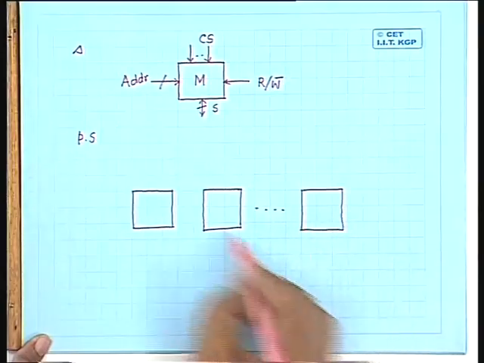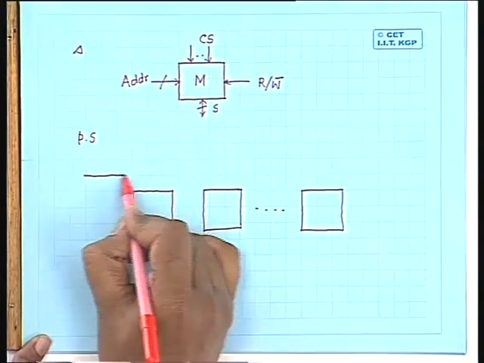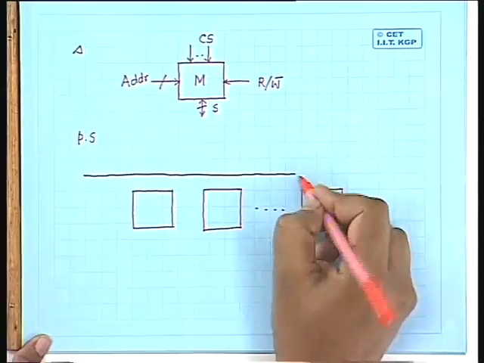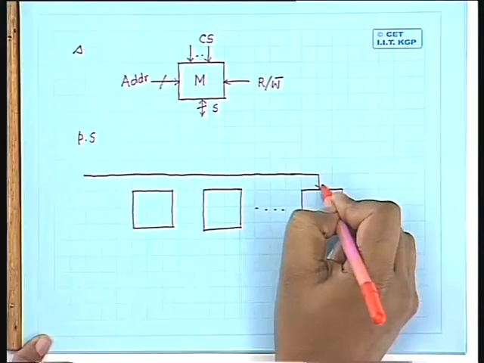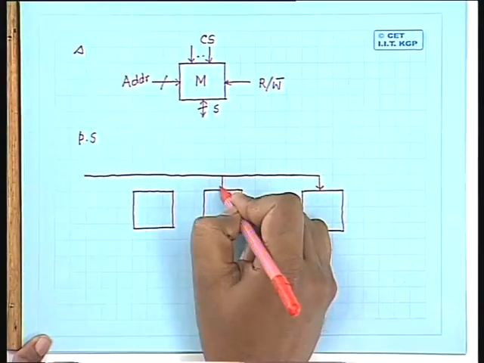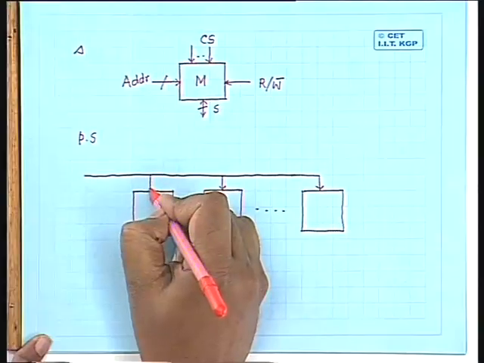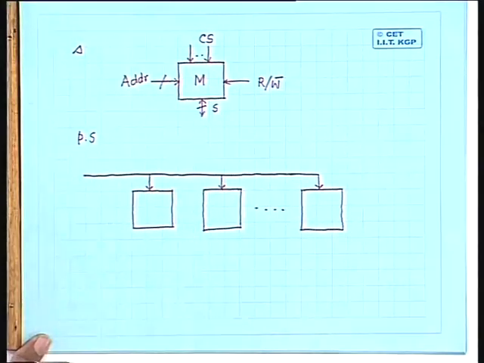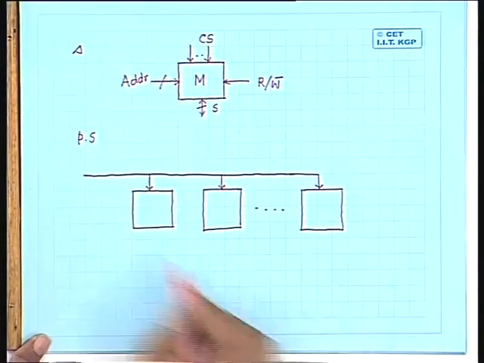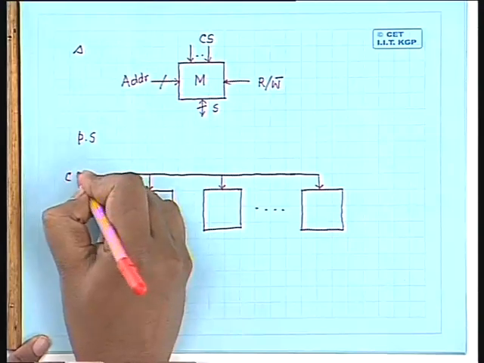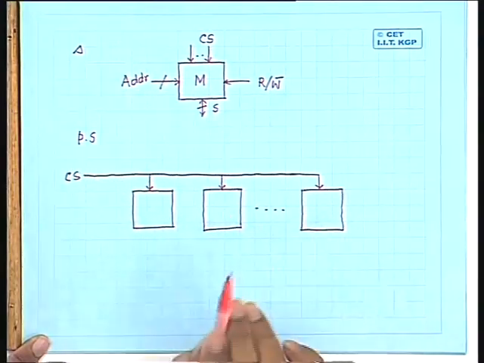The chip select inputs of all the chips will come from a common chip select input. This is the one which decides whether your chips are connected in parallel or in serial fashion. So this is a common chip select input which selects all these chips simultaneously.